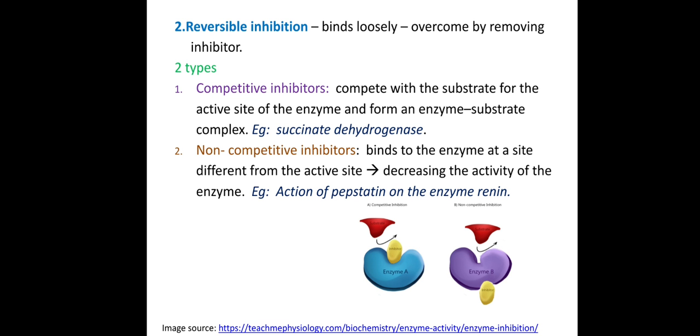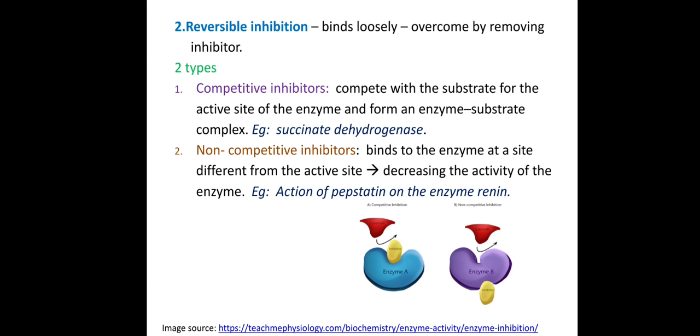For example, succinate dehydrogenase is an enzyme whose substrate is succinic acid. And there are other analogues, structural analogues we call them. That means structurally they are similar to succinic acid, like malonic acid, then glutaric acid and oxalic acid.